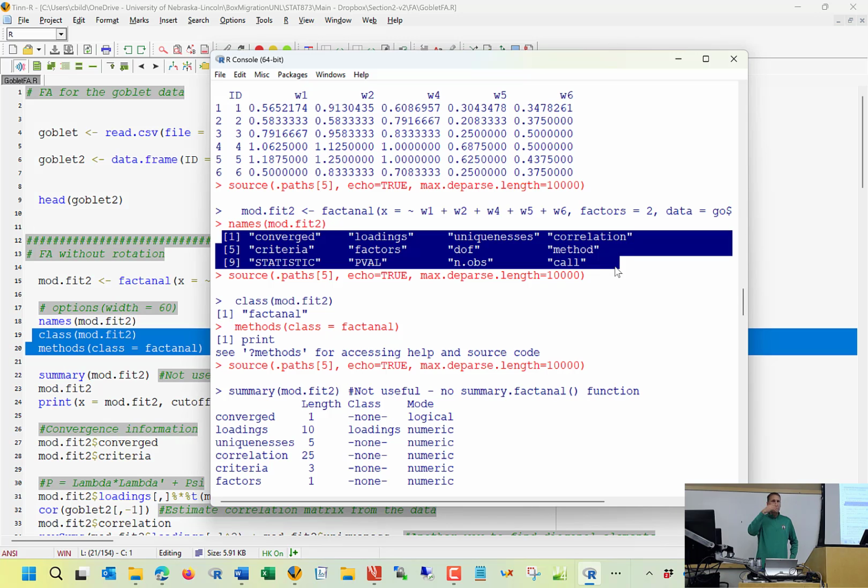Okay? If you, go ahead. Sorry, if you print like do the print.factAnal, it would be the same as this. Yes.